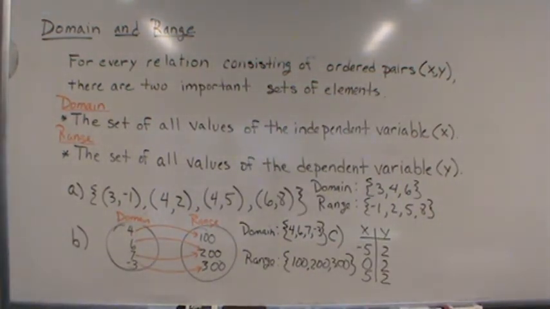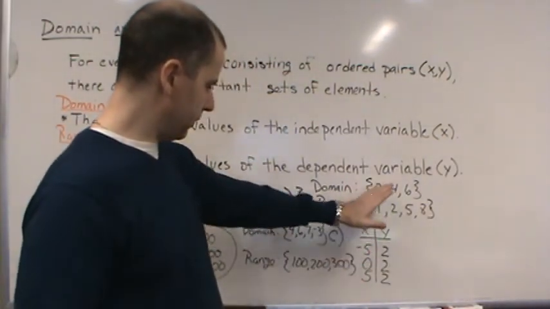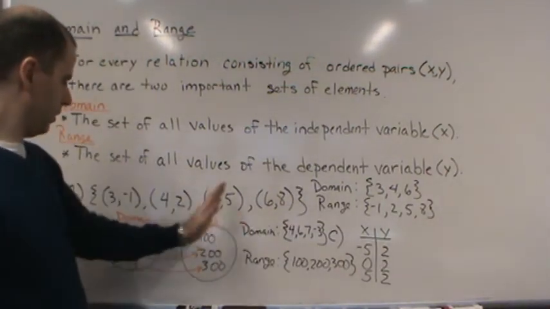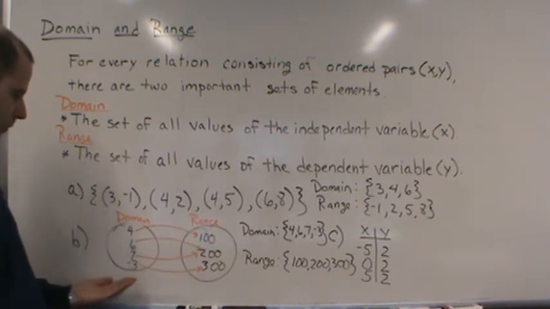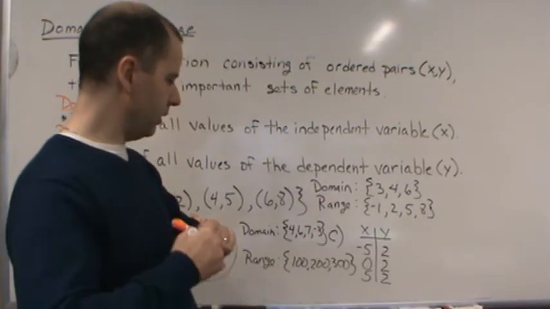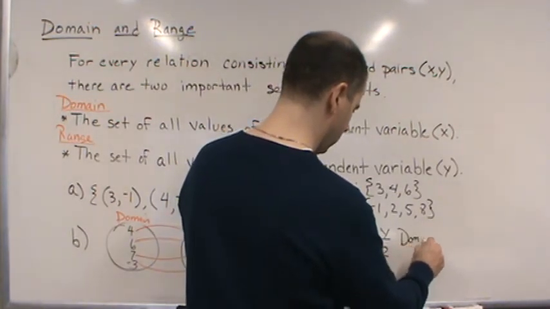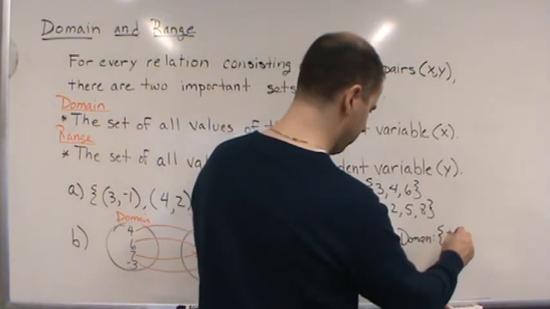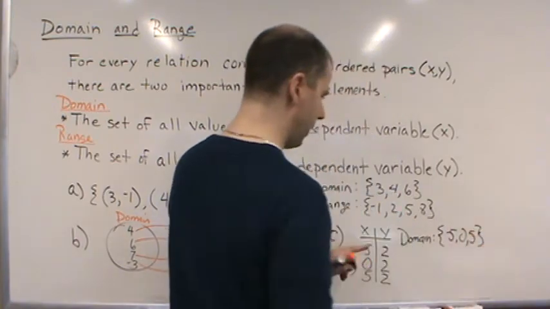And that's it. And then the final one, C here, we can also depict a relation using tables. So with C, we can use set notation to represent a relation. We can use a visual. And we can also use a table of values. So again, the domain is the list of all x values. So I'm going to write down domain. And I'm going to list out -5, 0, 5.